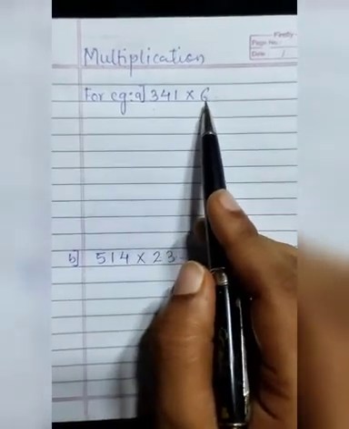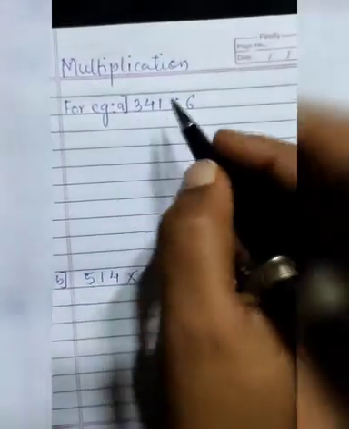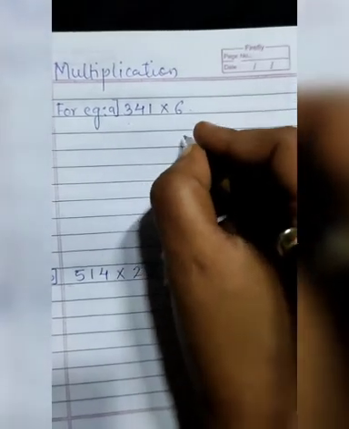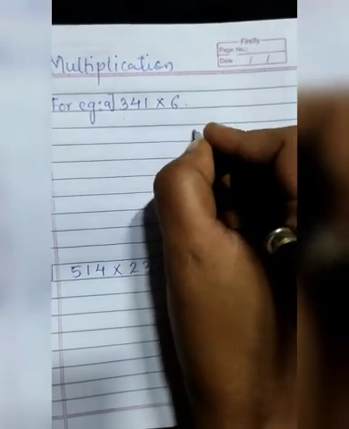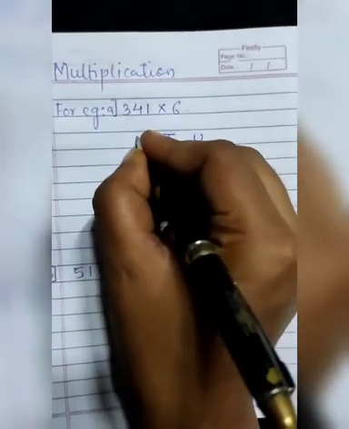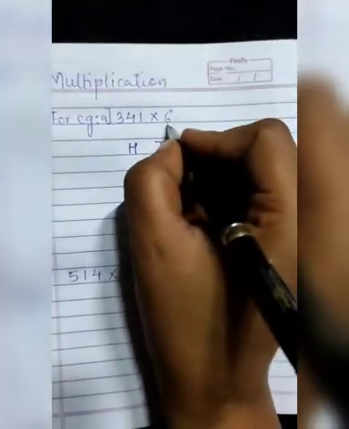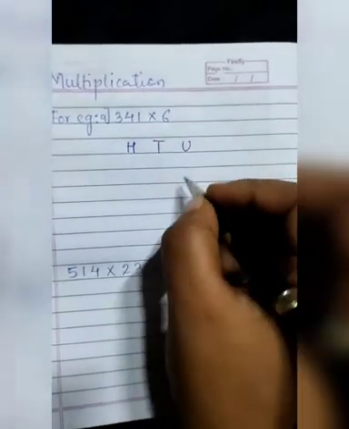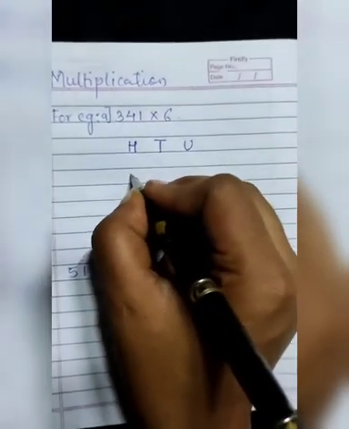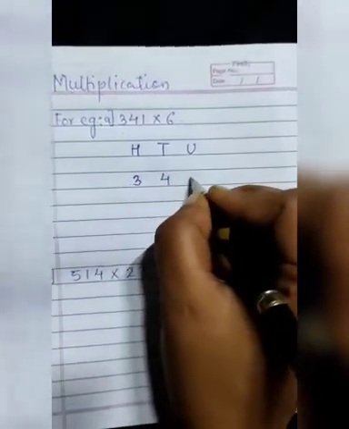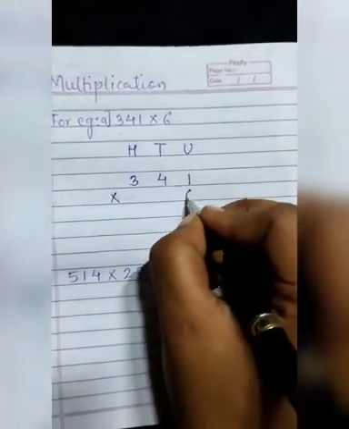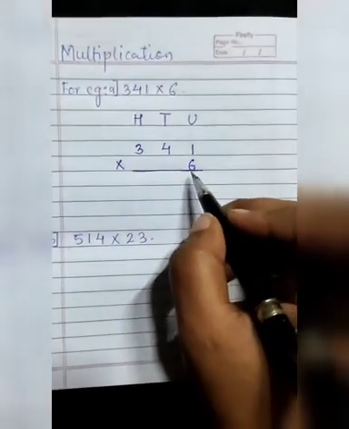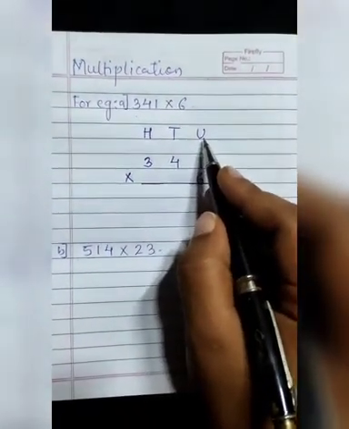Now, here the first example is 341 multiplied by 6. First, as this is a 3-digit number, we have to write the place value till 100. So we will write unit, tens, 100. Now here how many numbers are there to multiply? It is 1. So leave one line and copy this question: 341 multiplied by 6.